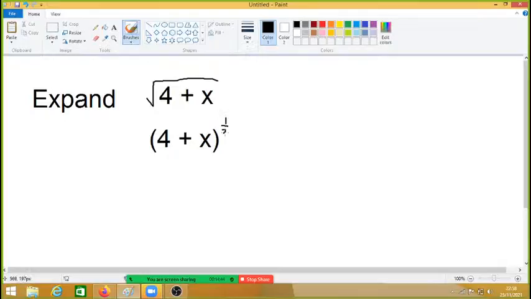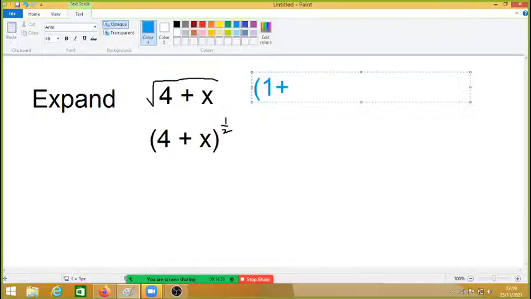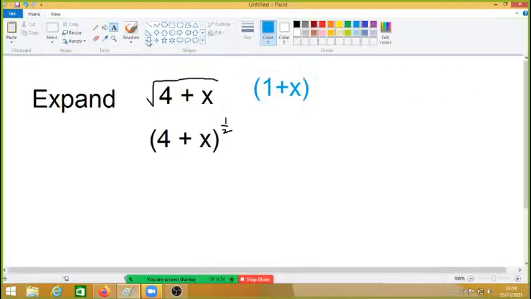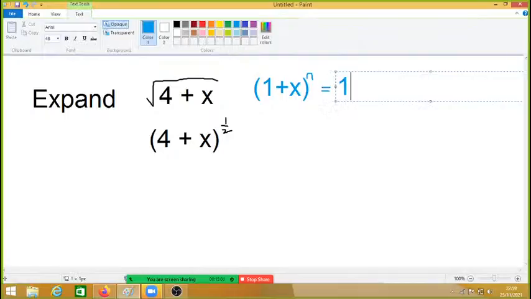Then let's remember our binomial expansion formula, which is 1 plus x to the power n is equal to, and then you should know it by now, at least the beginning bits are easy, 1 plus nx plus, and then the fractions carry on from there. I'll just do the first one.